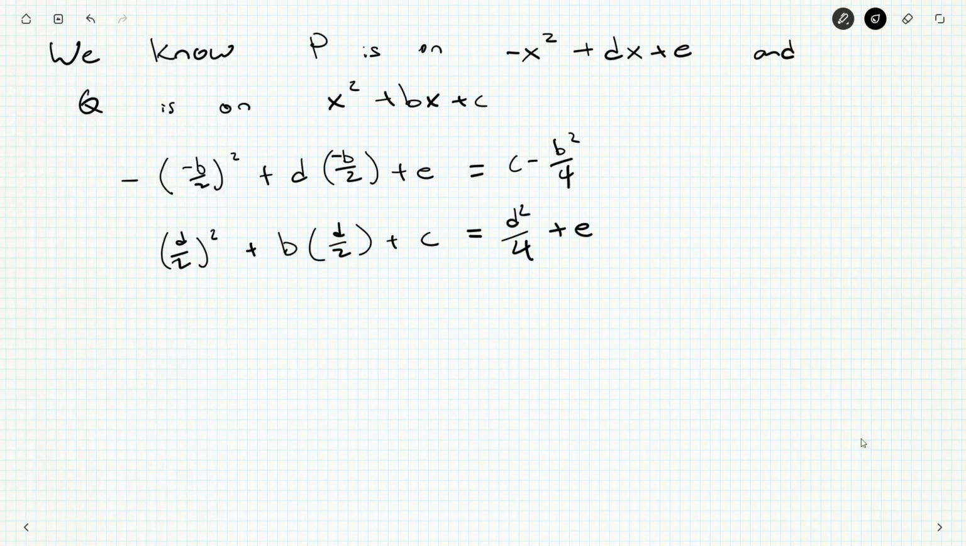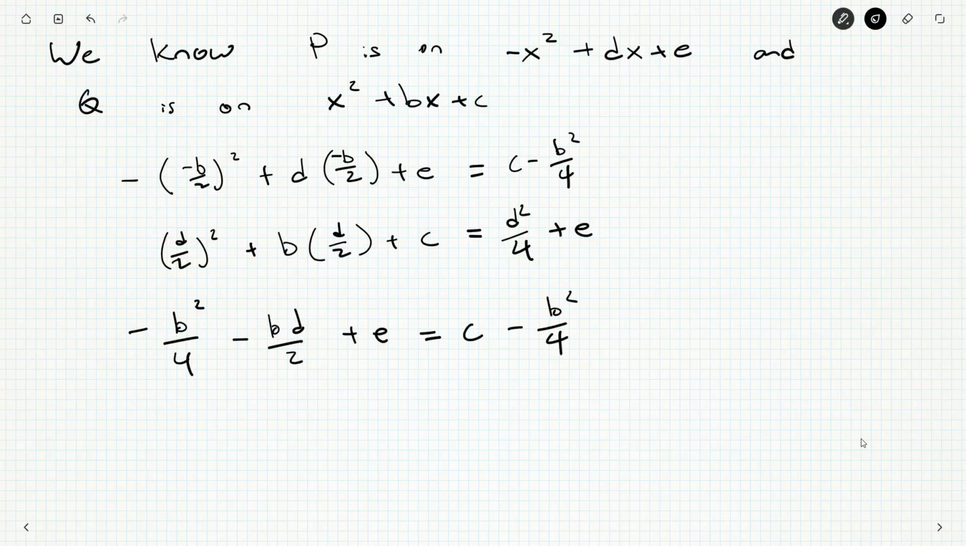So, no, we won't leave a bit of space, but we will rewrite that first equation. Negative b squared over 4 minus bd over 2. Now, the expression we wanted had a bd in it. Plus e equals c minus b squared over 4.